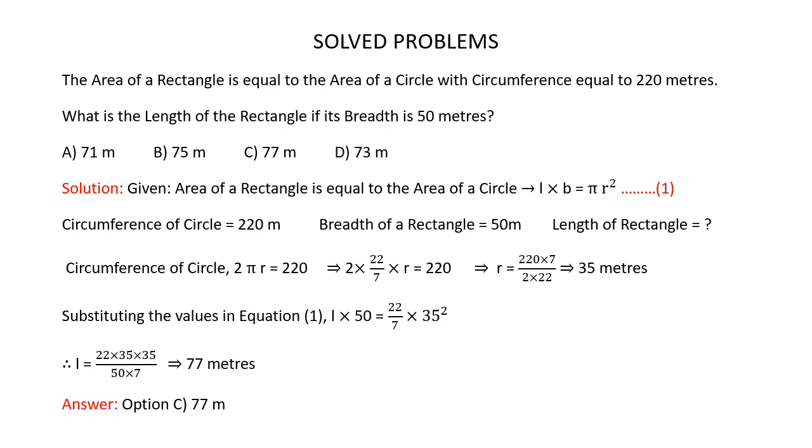So now we have length multiplied by 50 is equal to 22 by 7 multiplied by 35 squared. On solving this, we get length is equal to 77 meters. So length of the rectangle is 77 meters. The correct answer is option C, 77 meters.